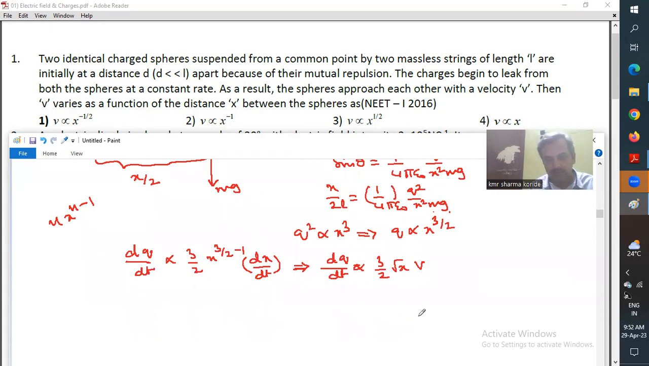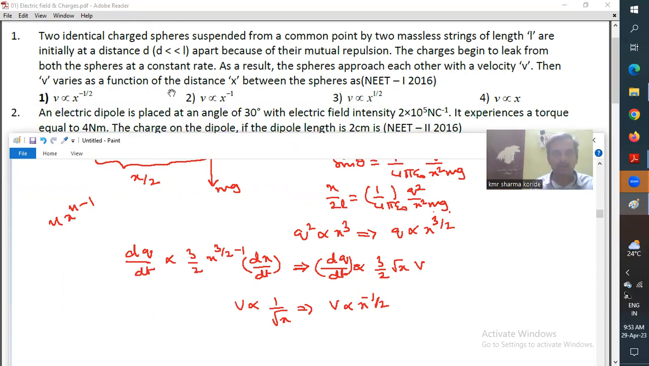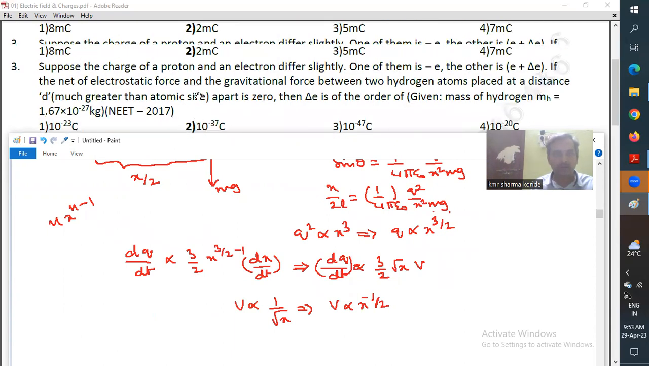Now velocity and root x are inversely proportional, because these two are in multiplication. Inversely proportional means you can write v proportional to x to the power of minus 1 by 2. So first you write x to the power of 1 by 2 and take it up as minus 1 by 2. So the first option is correct. This was given in 2016. Moving to the next question, question number 2.